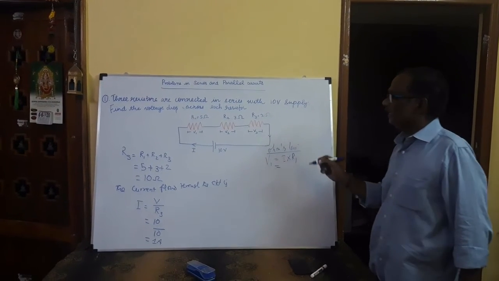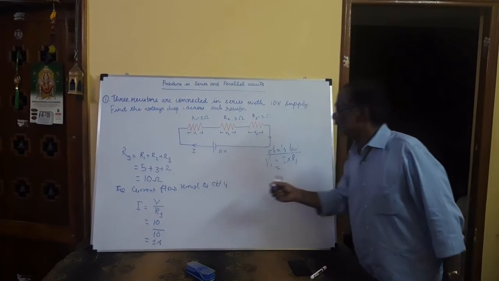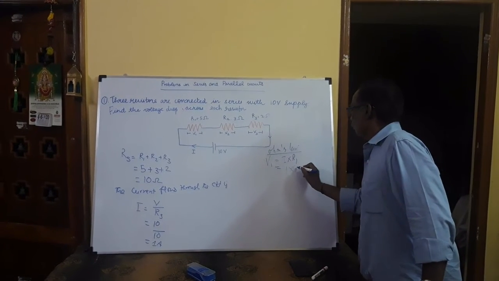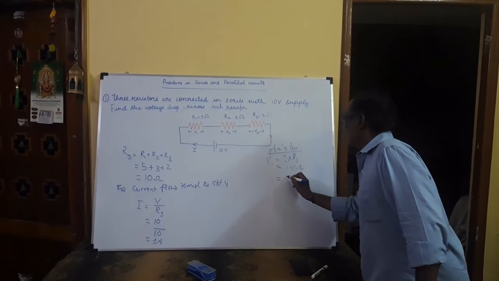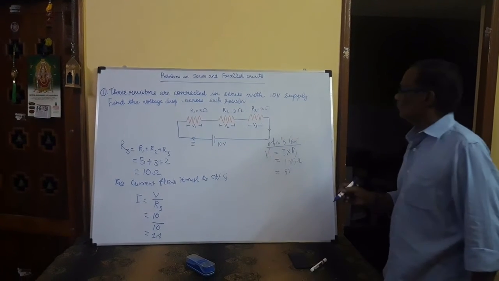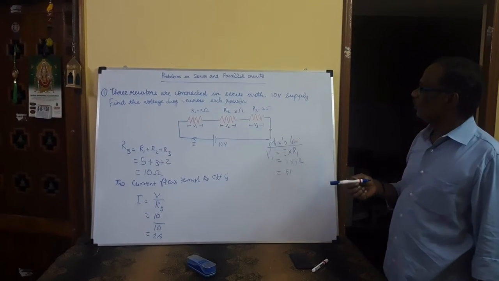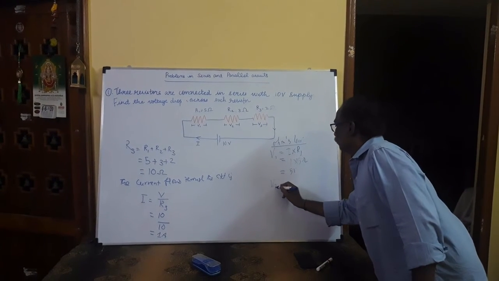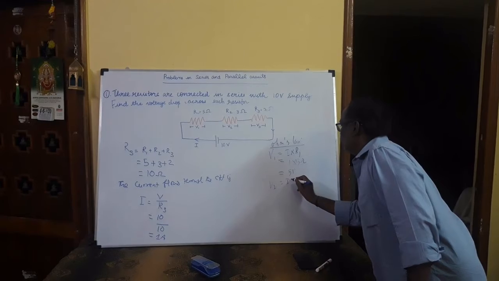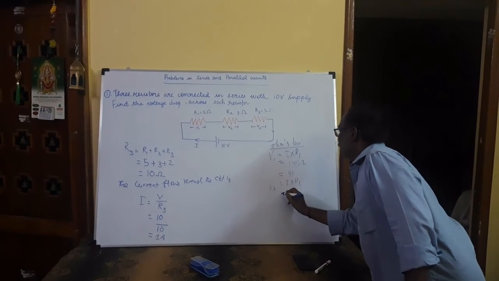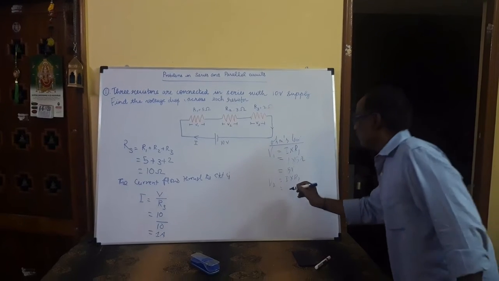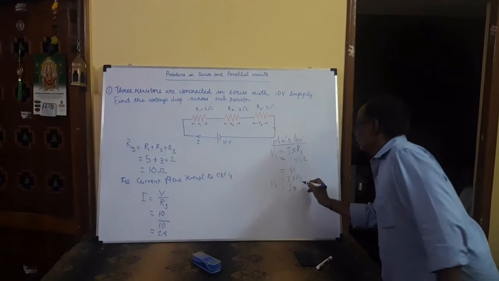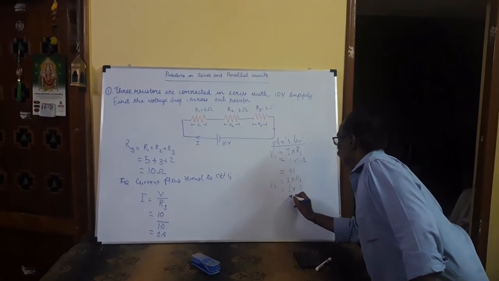What is our I? We already calculated it as 1 ampere. 1 into R1, 5 ohm. So the answer is 5 volt. So the first answer is over. Then the voltage drop across R2, with the same formula: V2 is I into R2. I is the same, because in a series circuit the same current flows. So 1 into R2, the resistance value is 3 ohm, so it is 3 volt.